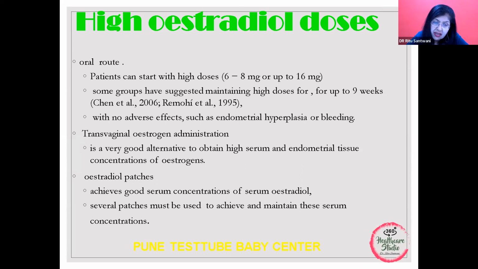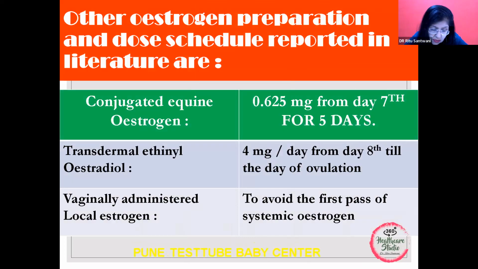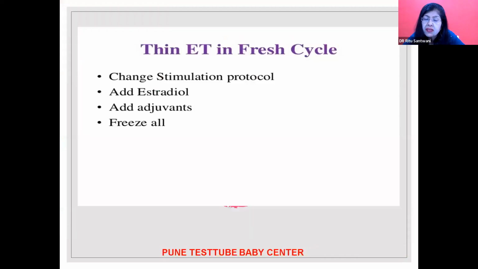Estradiol patches achieve good serum concentrations of estradiol. Several patches must be used to achieve and maintain the serum concentration. In some patients who are intolerant to the estrogen tablet, we are using the gel also. That is also giving good results, though in limited numbers, but still studies have been reported. Either conjugated equine estrogen, or transdermal ethinyl estradiol, or vaginally administered local estrogen to avoid the first pass of systemic estrogen.